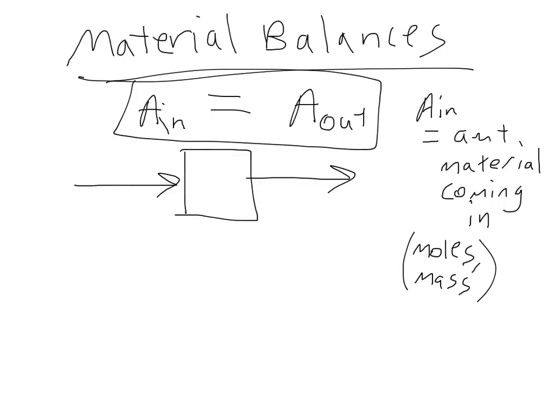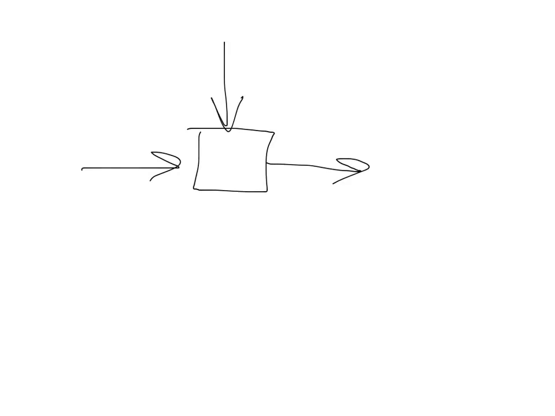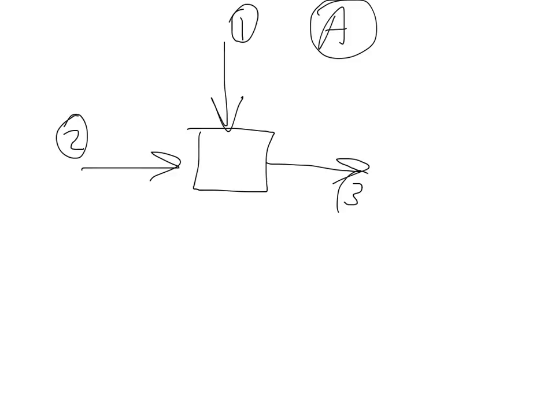Let's look at another example. So in this case, more complicated. In this system, we have only species A. That's our only component coming in here. Again, it could be water, it could be ethanol. It doesn't matter, just some chemical, some material. I'm going to label this stream 1, label this stream 2, and label this stream 3. So I have 3 streams, 1, 2, and 3. And if I do a material balance, A1 plus A2 is equal to A3, again under steady state conditions.